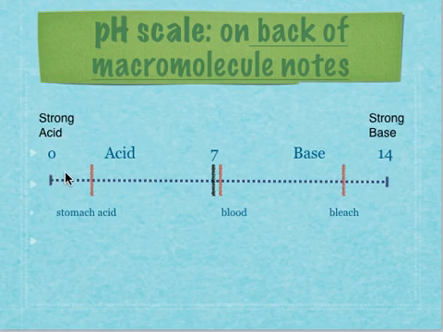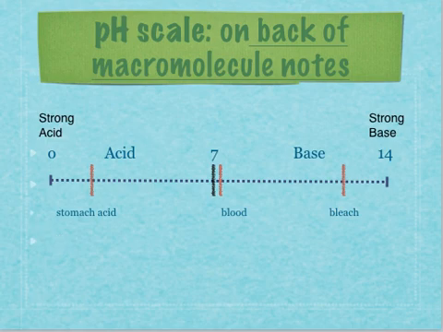As you get further away from 0 and closer to 7, your acids get weaker. When you reach 7, you are neutral. You're not an acid. You're not a base. Once you hit 7.1, you're a very weak base, and you get stronger as you go towards the number 14. So the strongest base is 14. The strongest acid is 0.